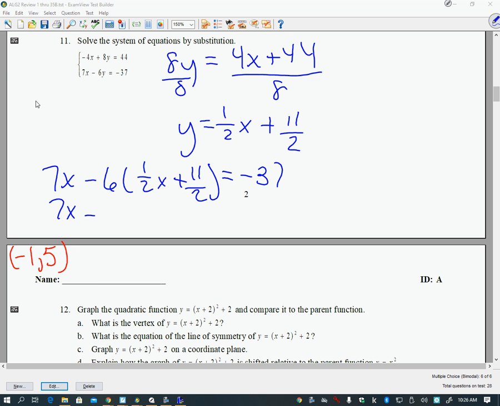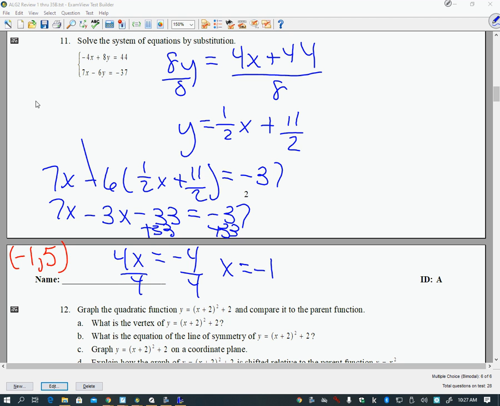7x minus what? 3x. Cool. All right, that's going to give me what? -66 divided by 2, which is going to give me what? -33 equals -37. Combine like terms, so that's giving me 4x. Add 33 to the other side, which is giving me what? -4. Divide by 4, x still equals -1. Plug it back in, right? Solve for y. Y would be 5.